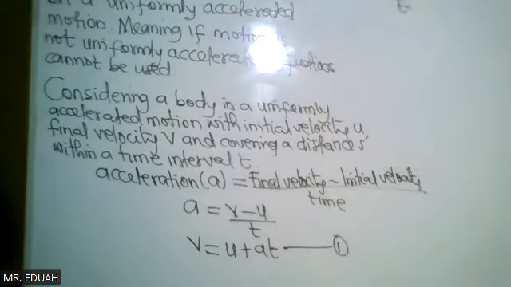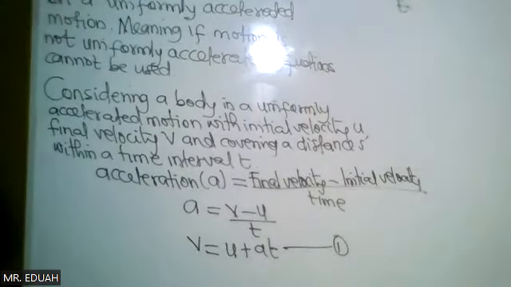All right, so for equation 2 and 3, the moment you understand that average velocity, which is a measure of how fast a body is moving, is equal to u plus v over 2, which is also the same as S over T.